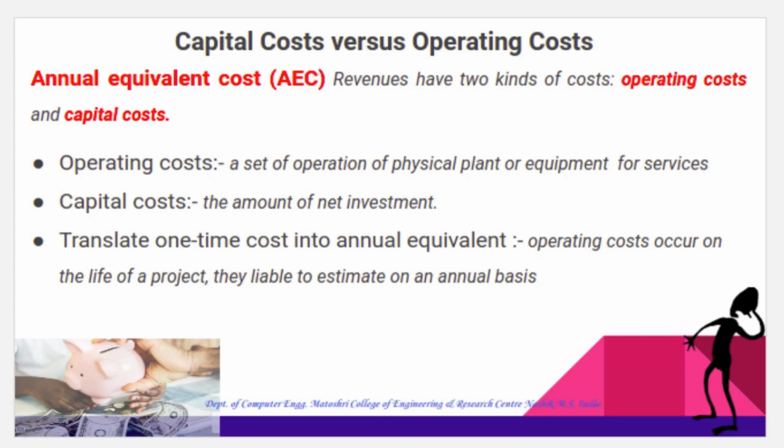Anyway, for the purpose of annual equivalent cost analysis, no special calculation is required. However, because capital costs tend to be one-time costs, in conducting an annual equivalent cost analysis we must translate this one-time cost into its annual equivalent over the life of the project. I hope you understand what exactly the difference is between operating cost and capital cost. So next we will learn what exactly the term capital recovery cost is.